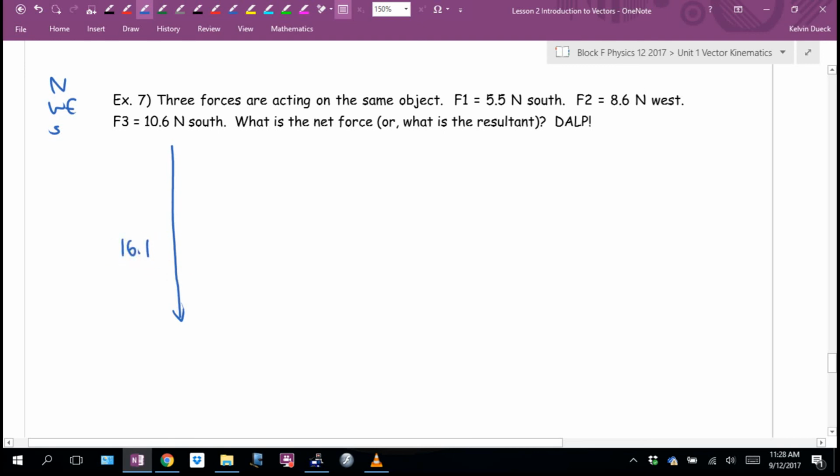What about my east-wests? What do I have grand total if I combine all those? I think just 1. 8.6, which direction? 8 is roughly half of 16, so 8.6 I'll draw a little bit bigger than half as long as the 16.1.